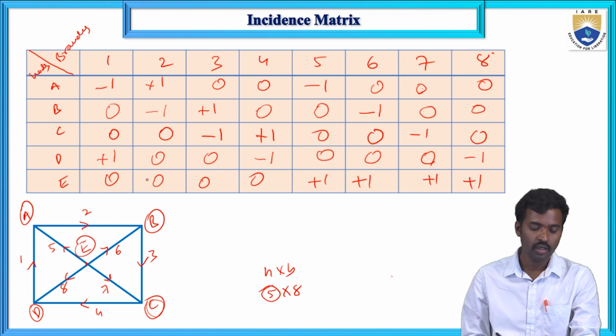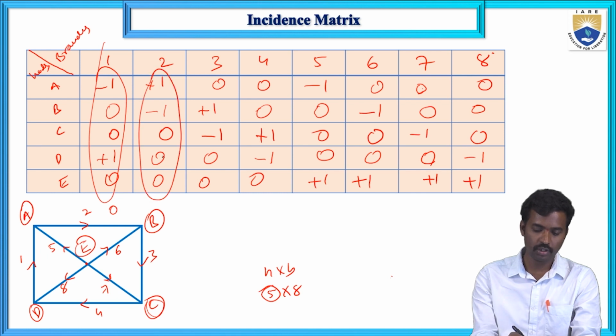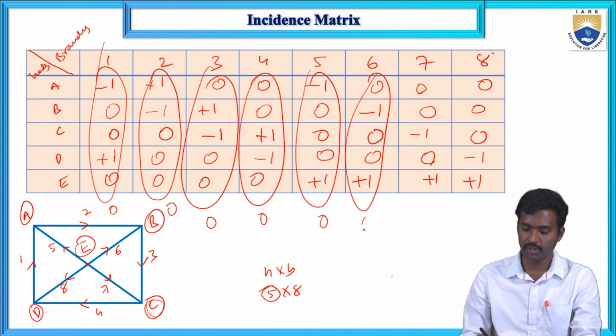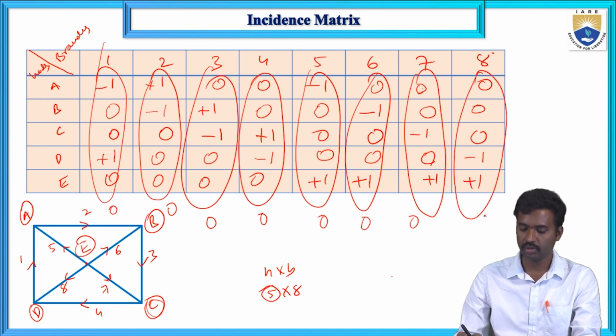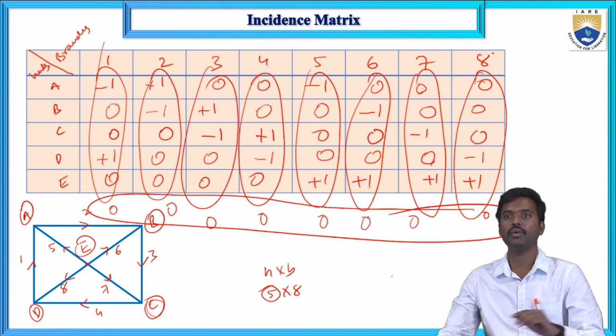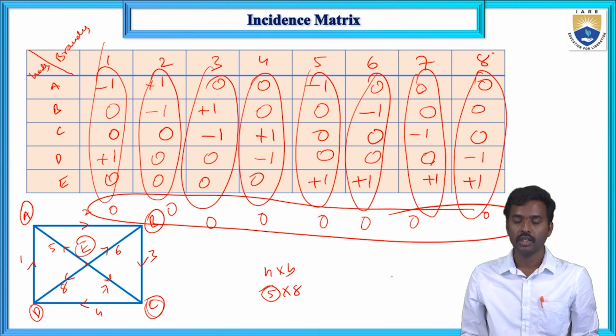Now perform the algebraic summation. This summation is 0, this summation is 0, this is 0, this is 0, this algebraic summation is 0, and this algebraic summation is 0. So this is the complete matrix. So the algebraic summation of any column is 0.